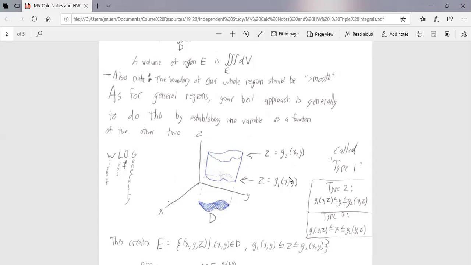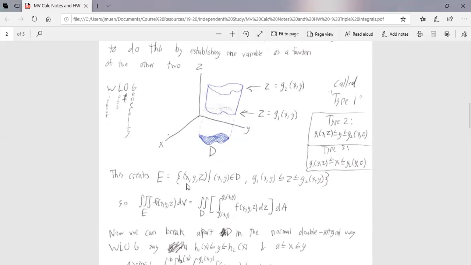So without loss of generality, which we often write as WLOG, this is what we would do. And the generality here is that this is only one of three possible types. Another one might be where y is between two functions of x and z. Another one might be where x is between two functions of y and z. Those are type 2 and type 3 integrals, respectively.